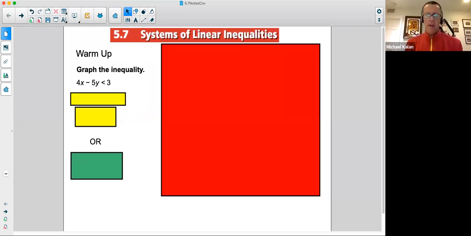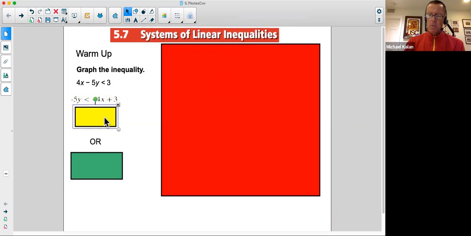Okay, here we go. Last section on chapter 5, 5.7. Let me share my screen with you. And let's start by doing the graphing of a linear inequality. So go ahead and graph this, which is what we just did in 5.6. So I'm just going to get you ready for that, because we're going to do a lot of that here in 5.7.